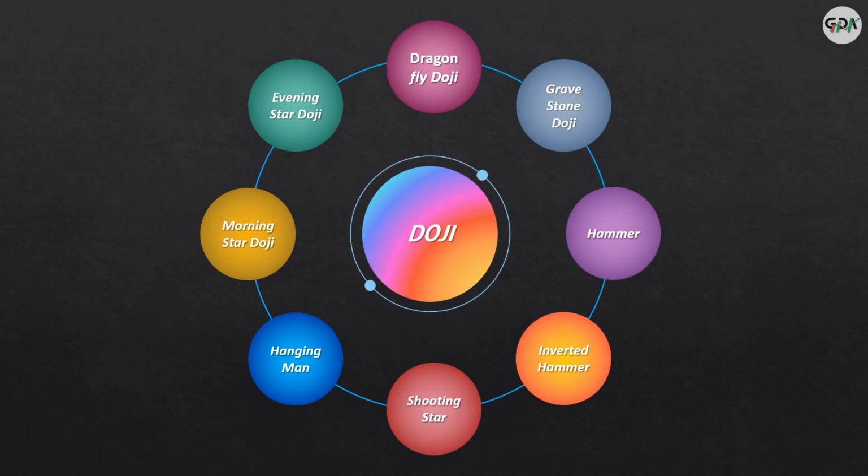So far, we have discussed different types of dojis. Now, we will know the characteristics of various types of dojis. Let us begin with dragonfly doji, which is also known as a bullish reversal pattern.